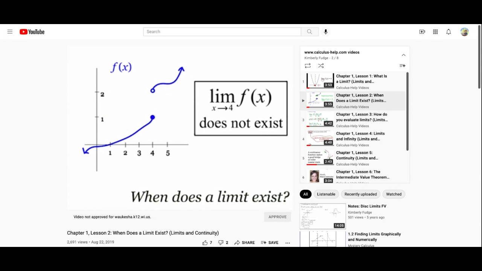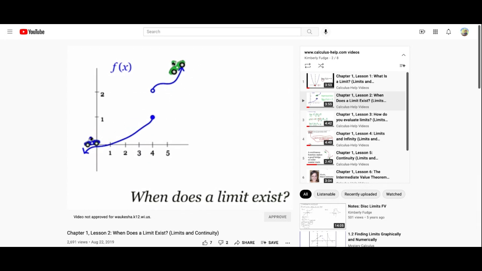Let's go back to our diner metaphor for just a second. Notice that as I'm traveling along the road from the right, I end up at a height of 2. But if you travel along the road from the left, you end up at a height of 1. These heights don't match. We won't both arrive at the diner, and no limit exists.